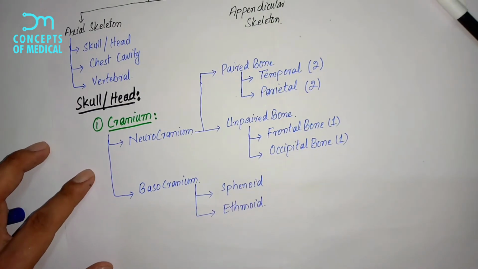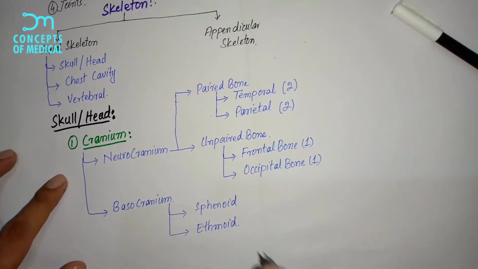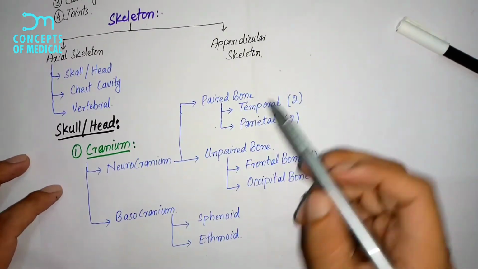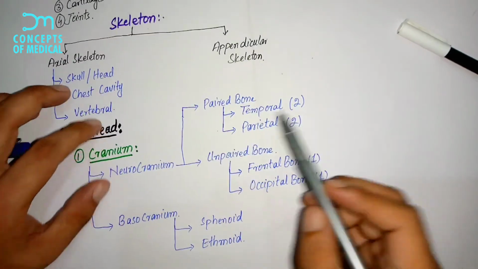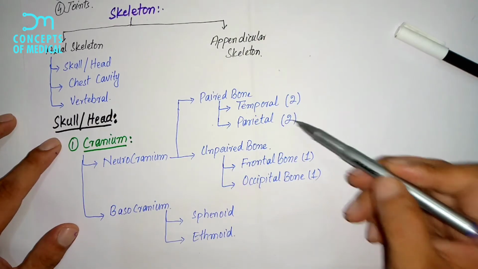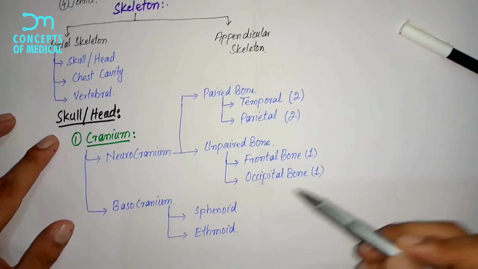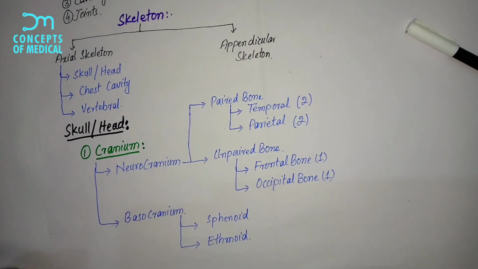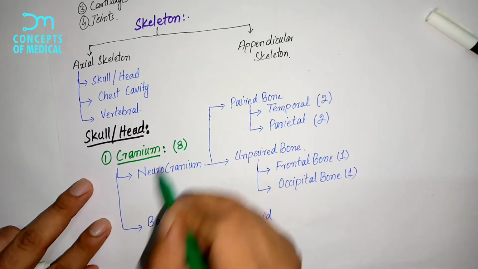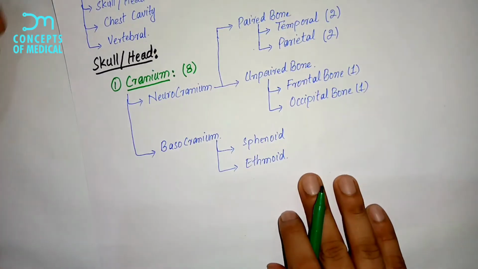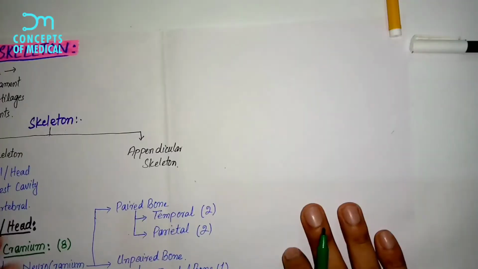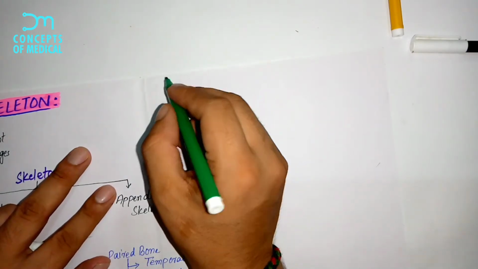How many bones have we actually discussed here? These are also unpaired bones. The only paired bones in the cranium are these two, temporal and parietal. So how many bones did we discuss? 2, 4, 5, 6, 7, 8. We have 8 bones in the cranium. And the second part of our skull and head region, I'll write it here, is the facial bone.